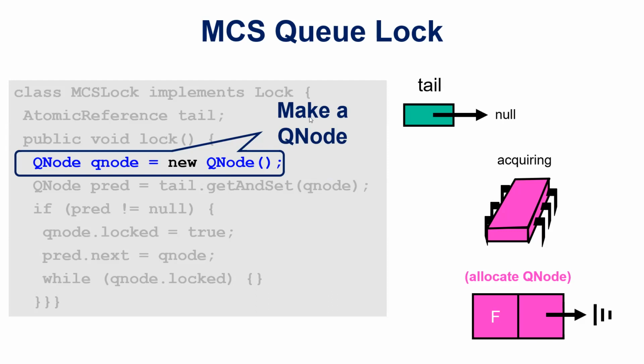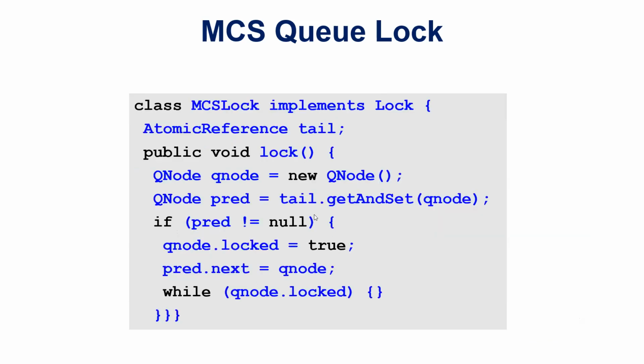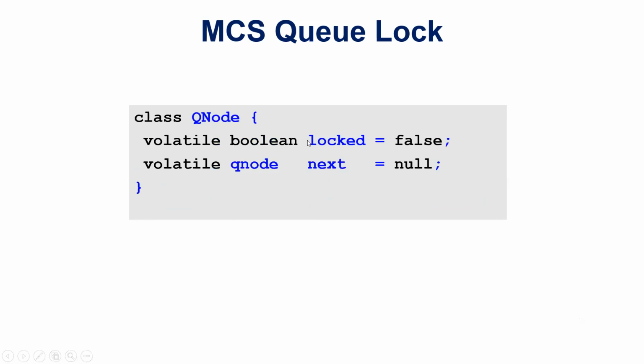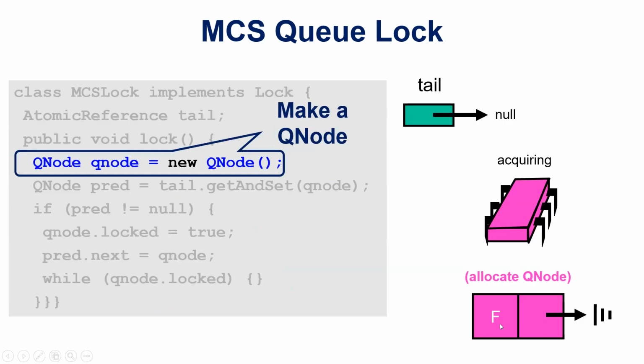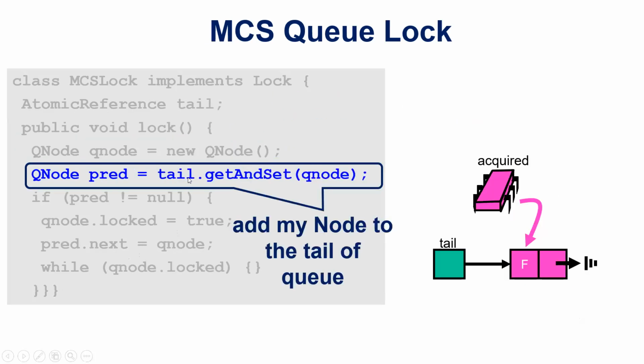Whatever the tail is, we are representing the tail with null initially. And whenever any thread wants to acquire the lock, it will create a queue node. If you look at this code, we are setting the locked value to false and next will be null. That's why we are creating a queue node with the initial value of the locked field as false, and next pointing to null.